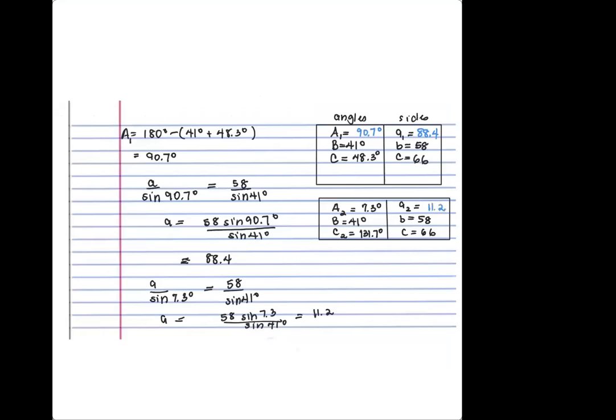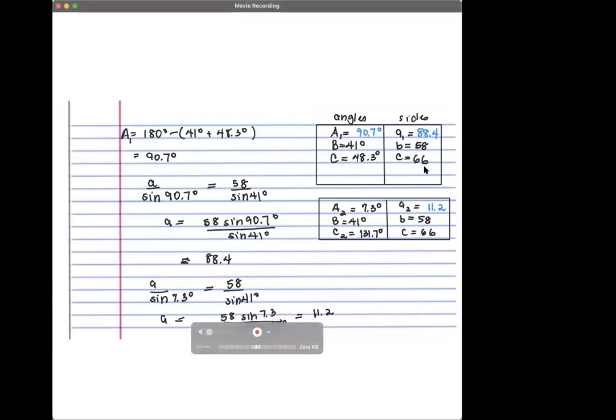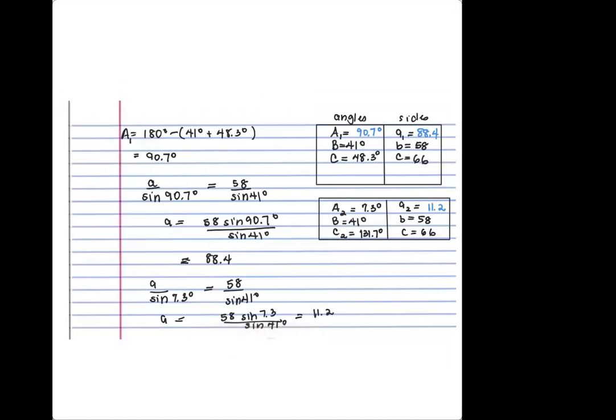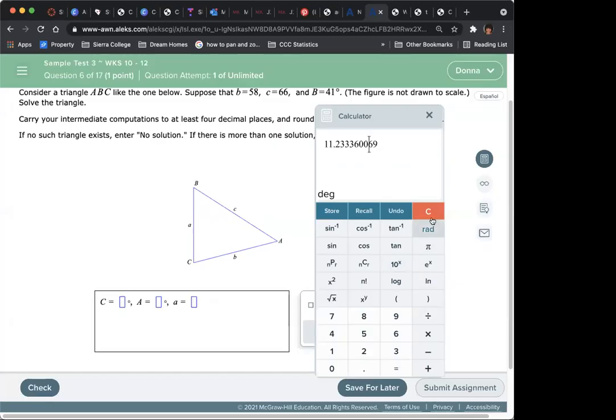So we have 11.2. All right. So I really like having my little angles and sides, and then keeping the ones that stay the same. The 41 is the same, 58 and 66 for B and C. Same thing for the second case. All right, so let's go ahead and put our answers in on Alex. And then let me just check to see if there are any questions in the chat.